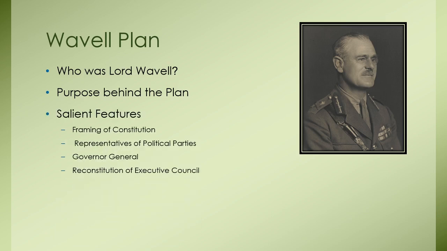Now I will tell you the main points or the salient features of Wavell Plan. Number 1, framing of constitution. Constitution will be prepared by the will of all the political parties. Second, representatives of political parties. Executive Council will be reconstituted and then 6 Hindus and 5 Muslims will be included in the Executive Council. Number 3, Governor General. All members of the Executive Council will belong to subcontinent except Commander-in-Chief, and Governor General will be the President of the Council. Last point, reconstitution of Executive Council. Lastly, the Executive Council will be reconstituted in provinces as well. So that was all about Wavell Plan.